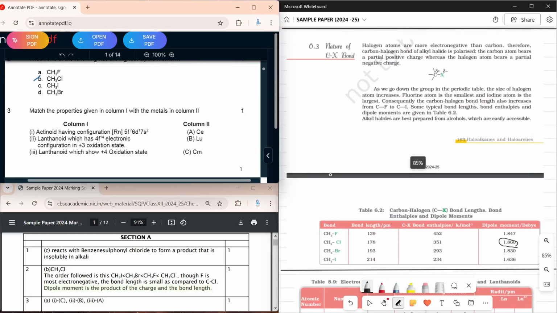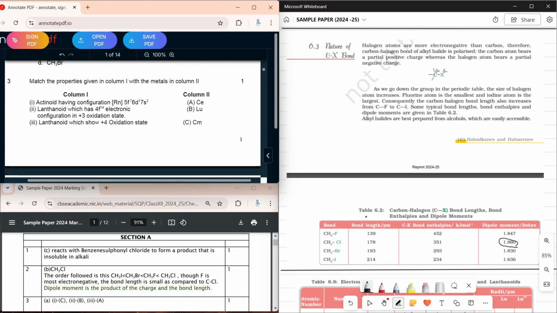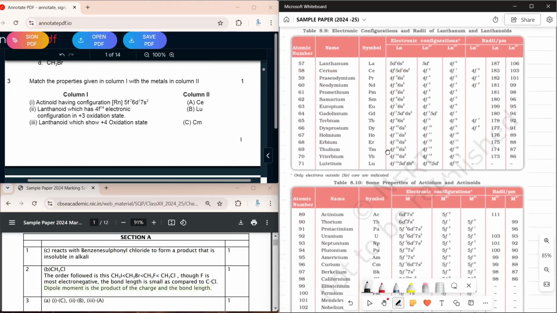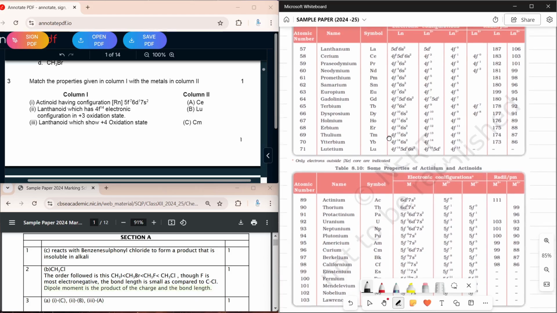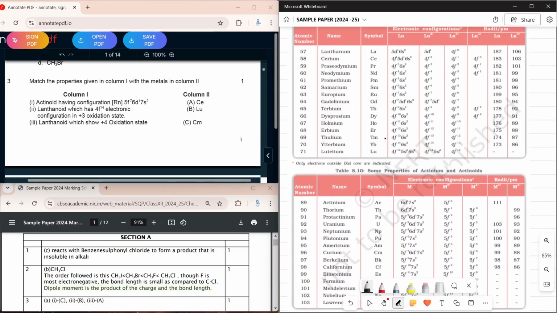Okay, now the next question given to us is a match the following. Now, from the question and the options that are given, which chapter do you think this is from? If you said D and F block elements, you were right. So this question is basically related to the chapter D and F block elements. And I found the answer to this question in the electronic configuration and radii of lanthanoids and actinoids. So it's all given here.